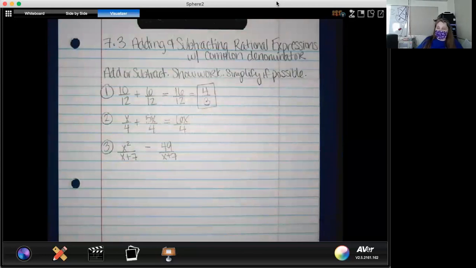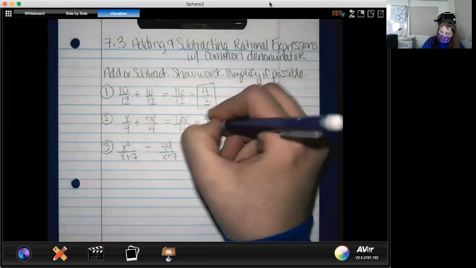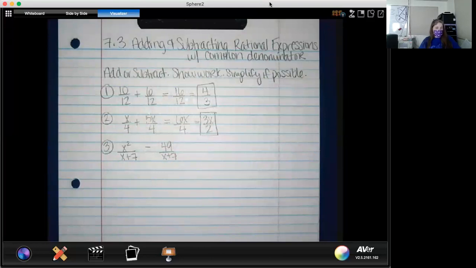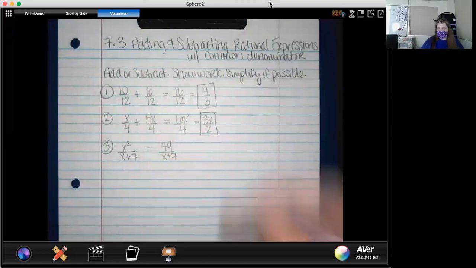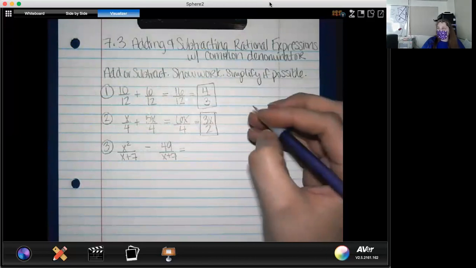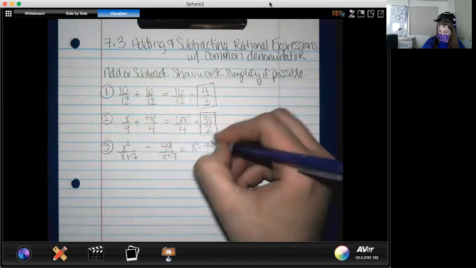So appreciate it. Okay, let's look at number 2 real quick. So what does 6x divided by 4 simplify to? Good, 3x divided by 2. And let's see how you did on number 3. Okay, what does the combined version of that look like? When I subtract across, what do I get? Good.